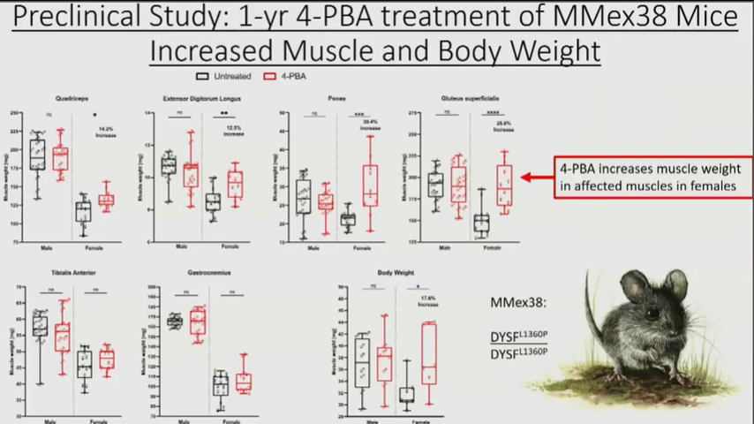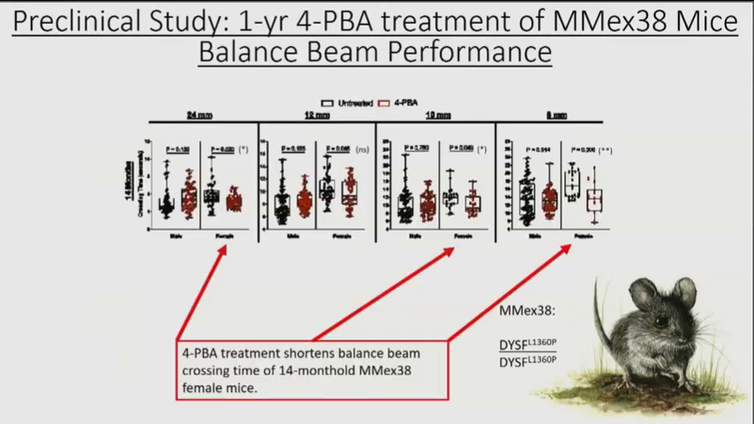So we took these mice at the end of the year. We did those kinds of experiments with the histology and the membrane repair. But we also looked at simple muscle weight, and we could see a significant increase in muscle weight in much of the affected muscles in the hind limbs of the mouse. So in the quadriceps, the EDL, the psoas, and the glutes, we see a pretty significant increase in the weight of these muscles. It's not back to wild-type levels, but we see muscle increase.